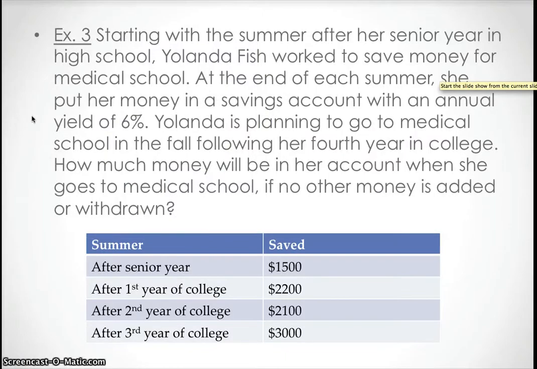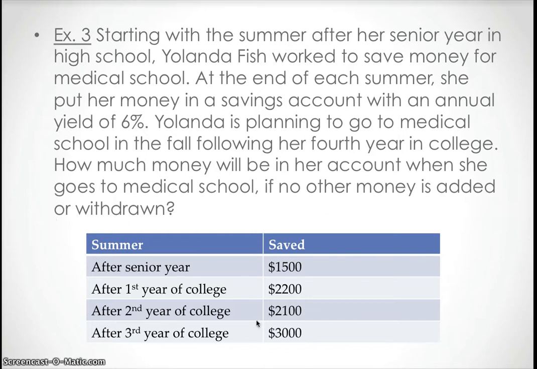Okay, example 3. Says, starting with the summer after her senior year in high school, Yolanda Fish worked to save money for medical school. At the end of each summer, she put her money in a savings account with an annual yield of 6%. Yolanda is planning to go to medical school in the fall following her 4th year in college. How much money will be in her account when she goes to medical school if no other money is added or withdrawn?